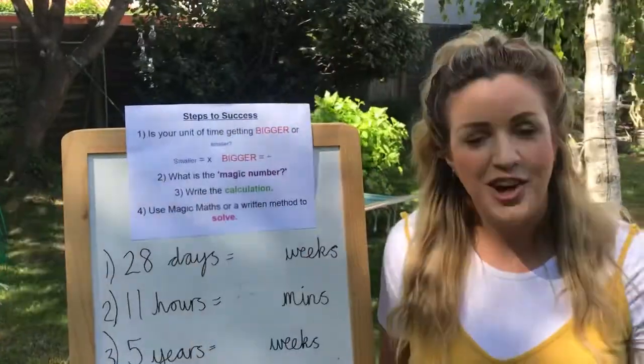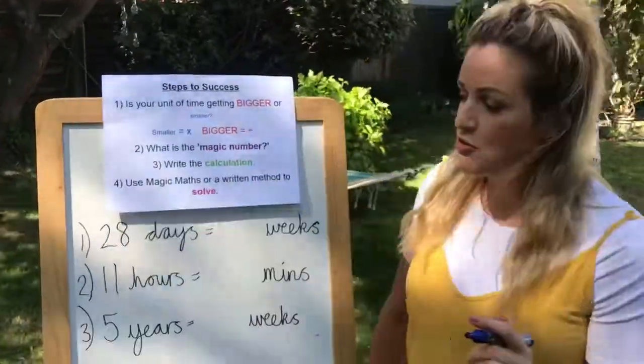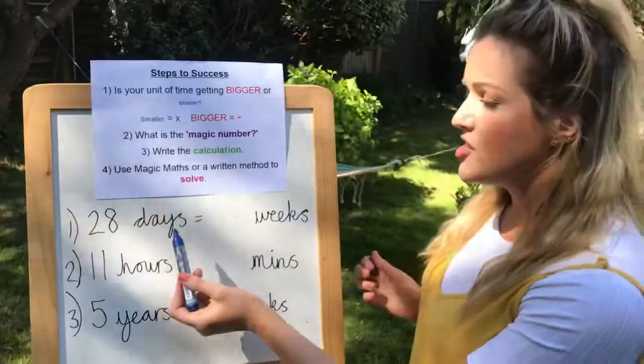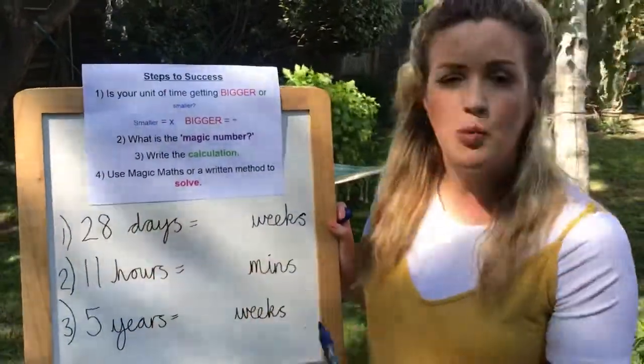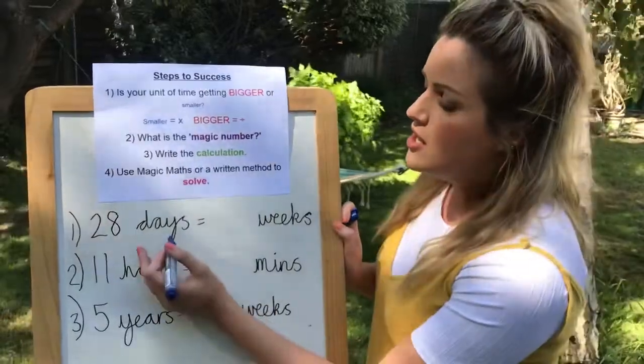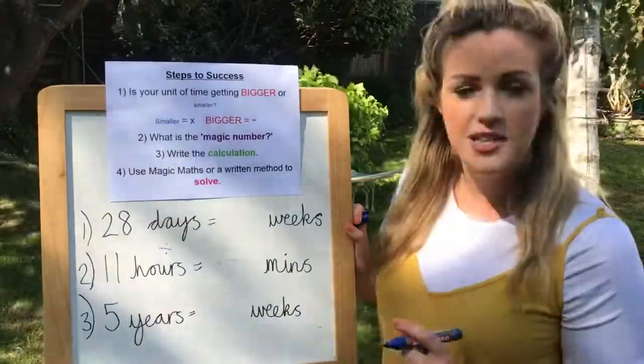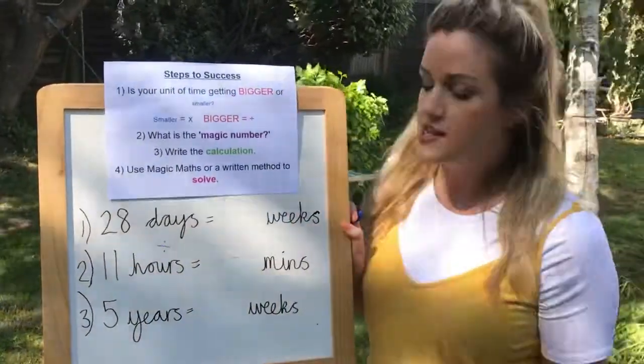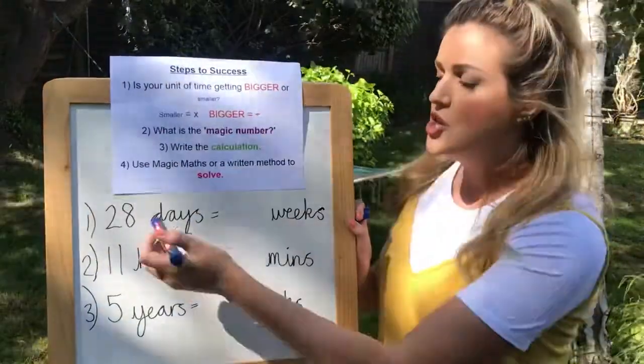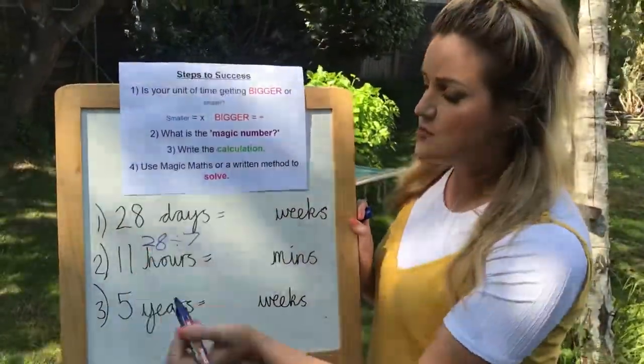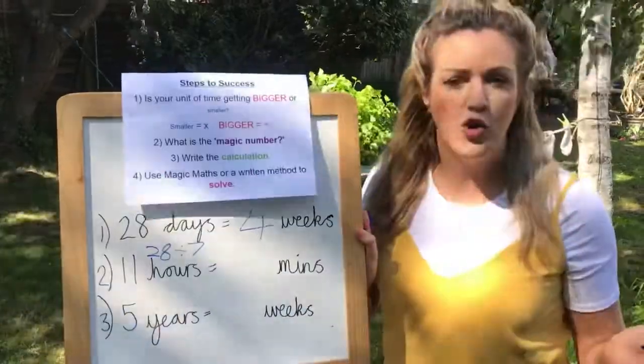Okay, hopefully you've had a go at the questions, so I'm going to run through the answers. So the first answer, we're going from days into weeks, so we're getting bigger, therefore we need to divide. There are 7 days in a week, so 7 is our magic number. 28 divided by 7 is 4.